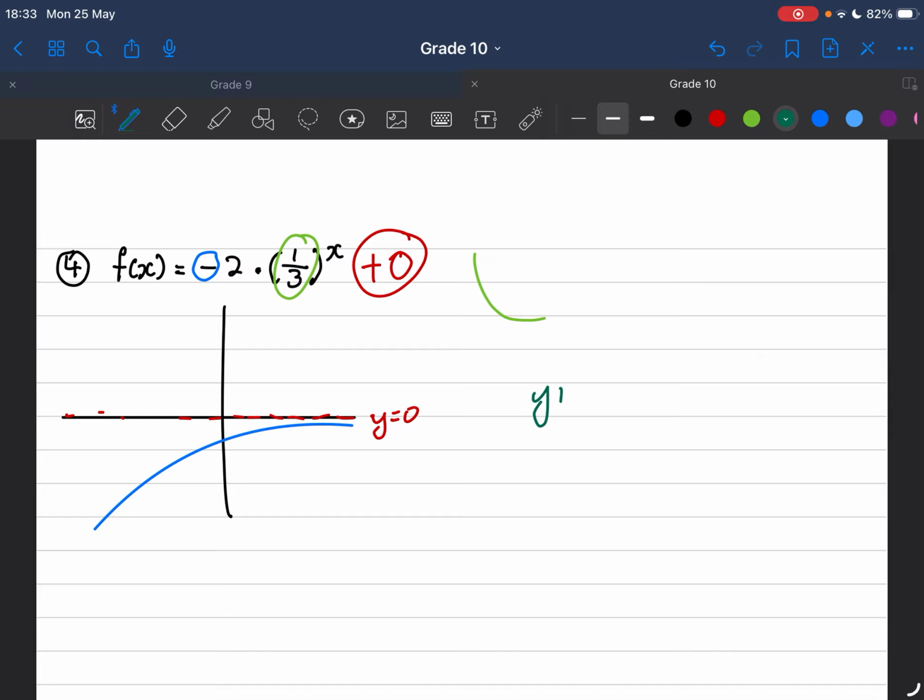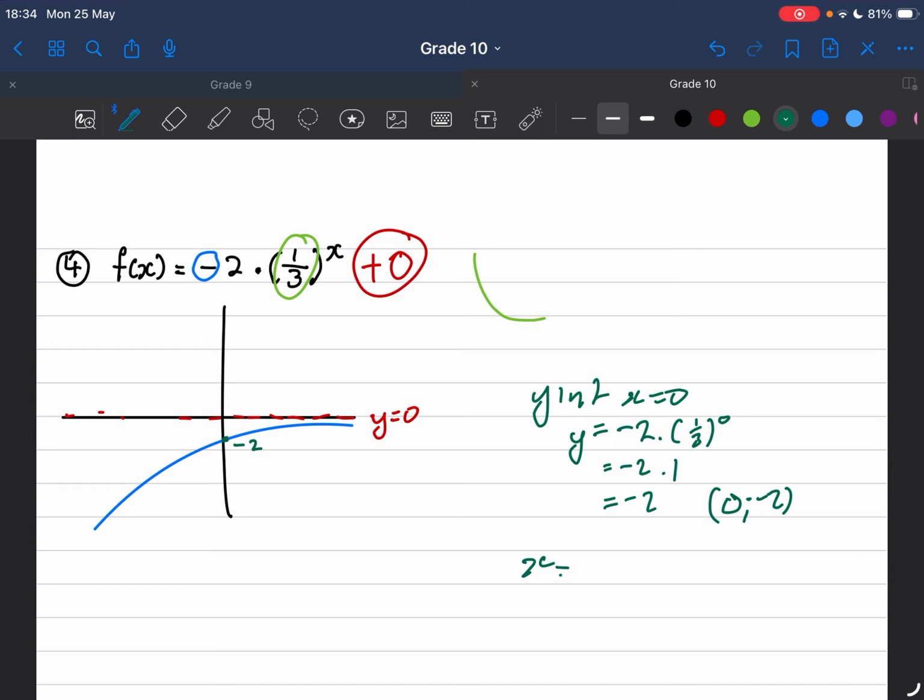Then we'll say y-intercept, x is equal to 0. So y equals negative 2 into 1 over 3 to the power 0. So negative 2 into 1, which is negative 2. So my coordinate is 0 and negative 2. So that's negative 2. I can then go ahead and maybe put one more point.